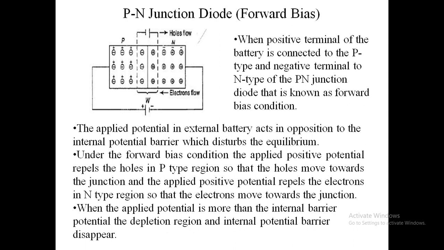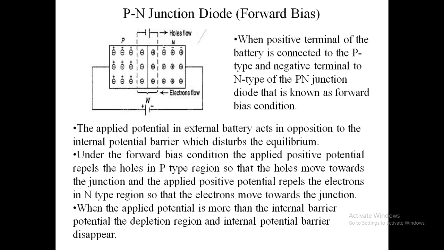So you get two types of extrinsic semiconductor material: p-type and n-type semiconductor material, by adding impurity atoms to the intrinsic semiconductor material. These two types are joined together and form a PN junction diode.